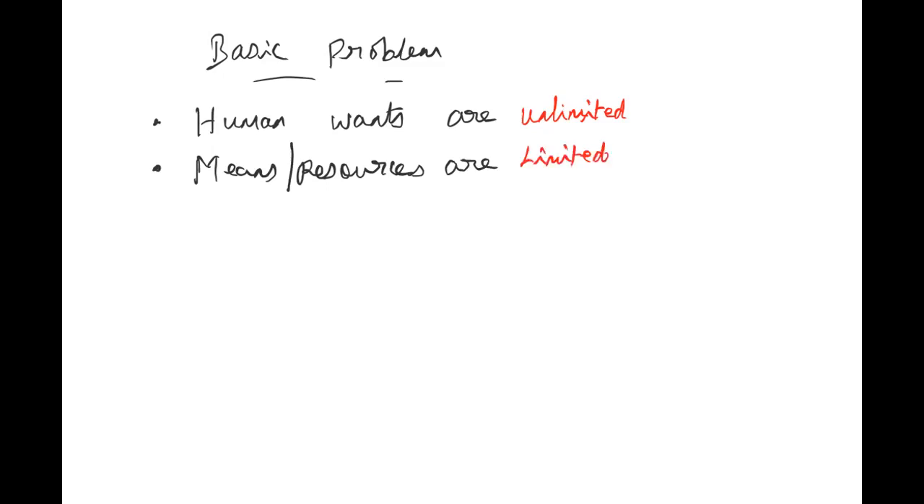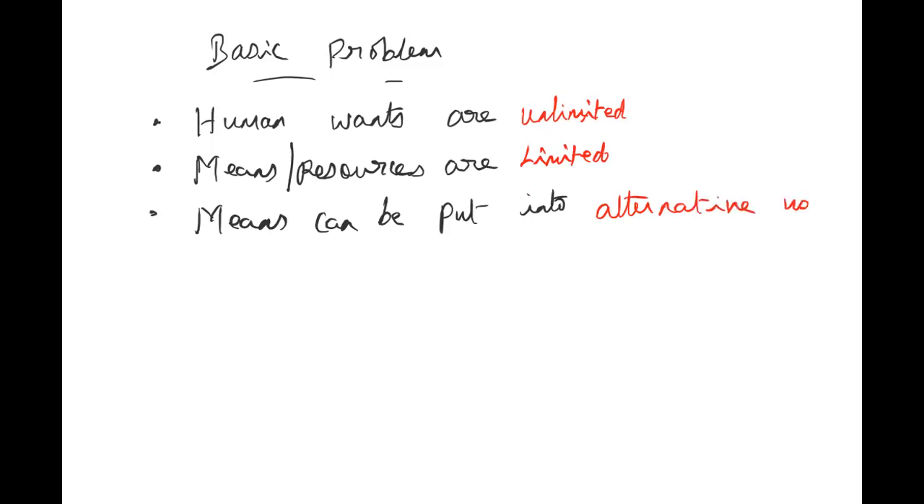Okay. And there is another problem here. What is the problem? The resource, the means, can be put into various alternative uses. So what do I mean by alternative uses? The money which you have can be used for purchasing anything, isn't it? Either you can purchase a mobile phone, or you can purchase an iPad. If a student is having pocket money, either he can purchase a burger or a sandwich.